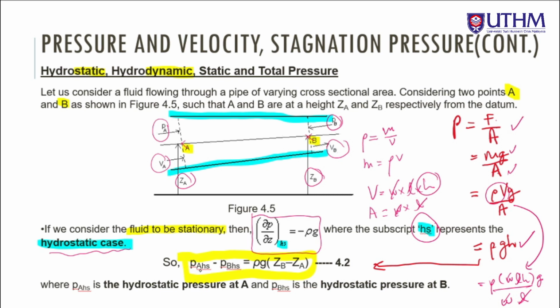If we want to calculate the pressure difference between point A and point B, but the fluid is not moving, this is the equation that we need to use. Okay, where PAHS is the hydrostatic pressure at point A and PBHS is the hydrostatic pressure at point B.